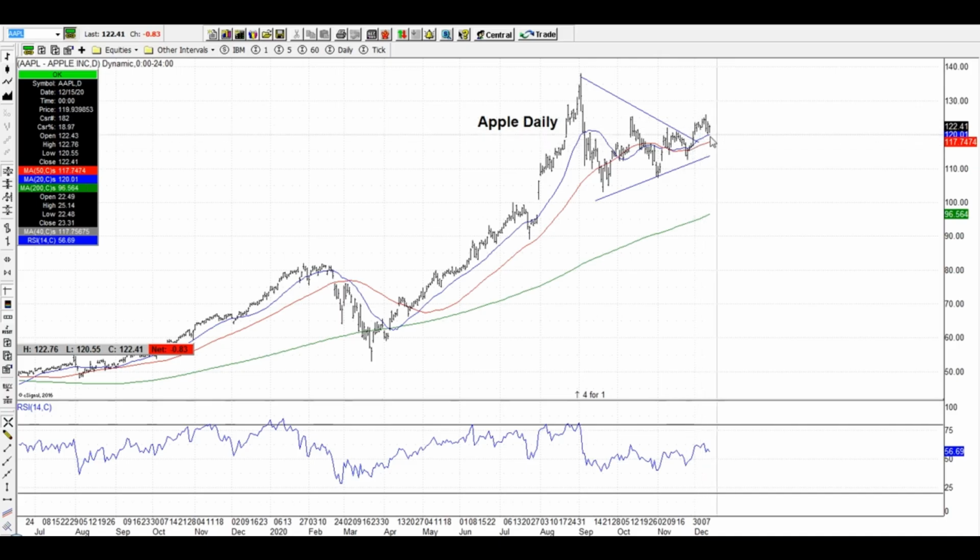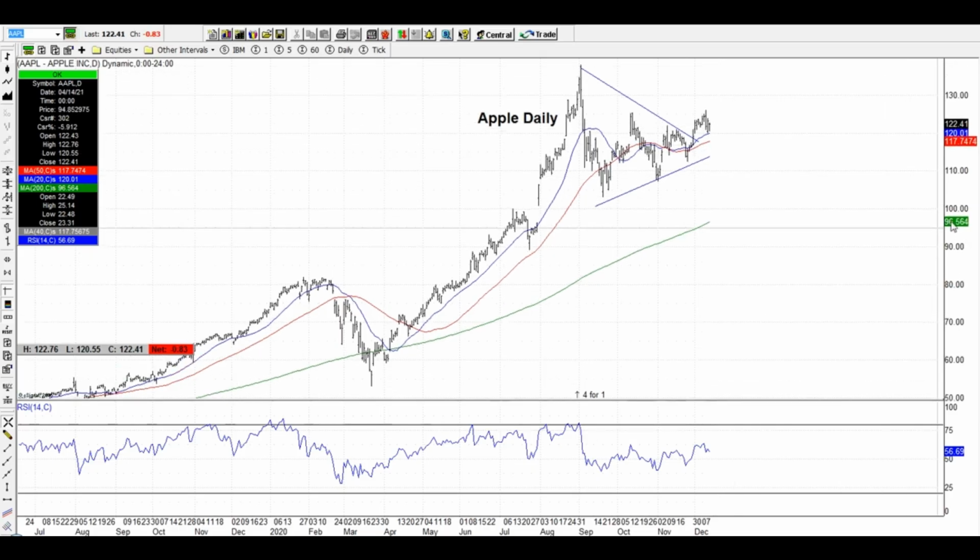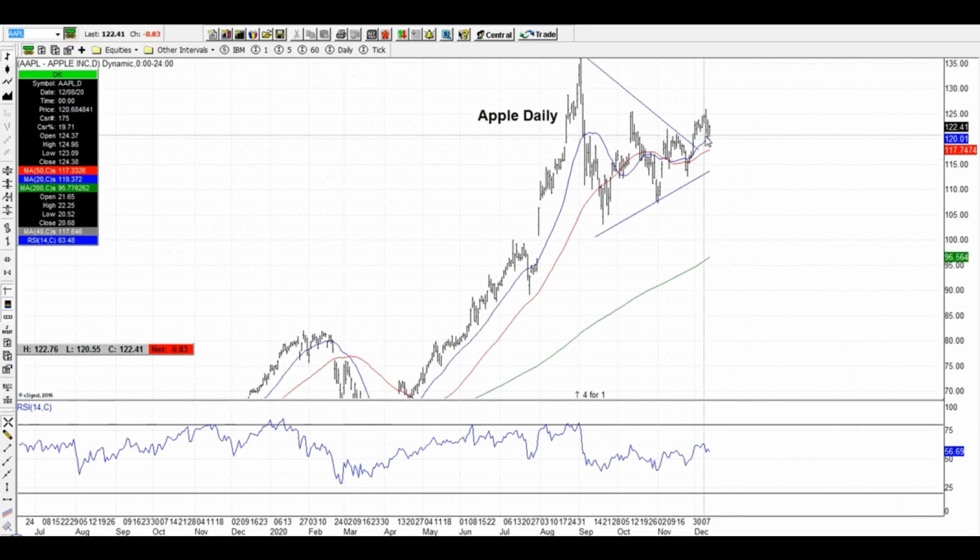And you can see that it's holding right on the 20-day moving average. And let's open this up a little bit more. Okay, so you can see right on the 20-day moving average. Let's hope that Apple bounces on Monday, moving to the upside.